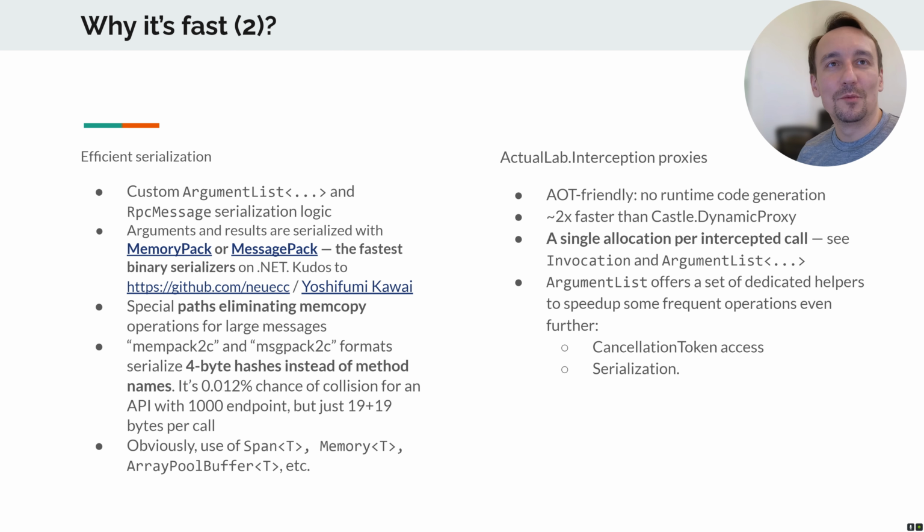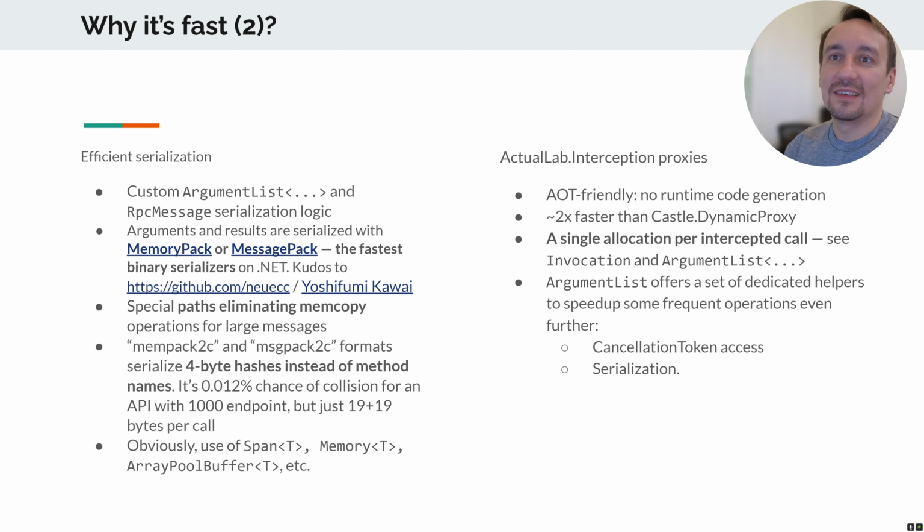You can optionally turn them on, and for example, it can send method name hashes instead of method names. It seems stupid because you can get hash collisions, right? But in reality, the chance of collision is just 1 per 10,000 if you have 1,000 methods. So it's very low, and it makes sense to use it if you actually need the peak throughput, right?